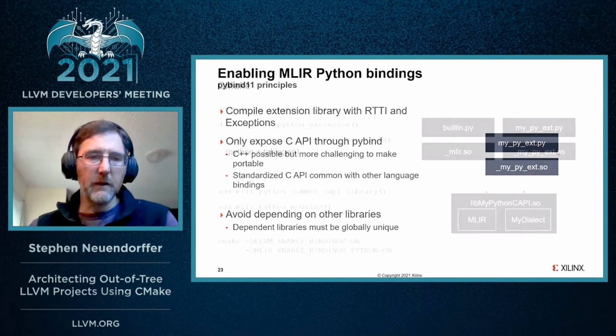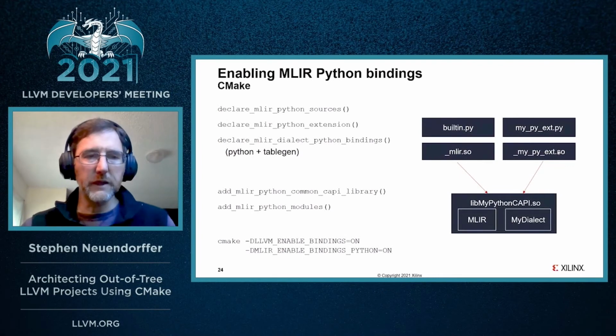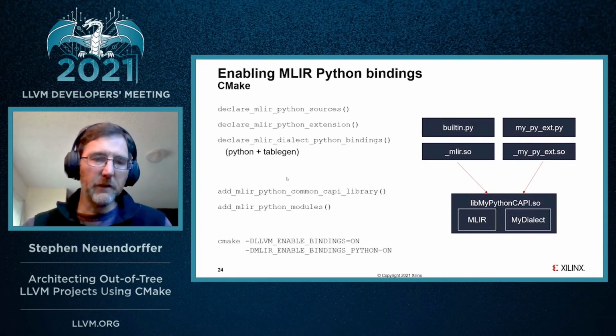So in CMake, there now exists a number of functions in the MLIR project in order to help define these Python extensions and get them properly linked and built. There's basically two different parts of this. One is a set of functions that are used to declare your extensions, and I'll talk a little bit about what those functions are, and other functions that are required in order to actually build your extensions together and to link them properly.